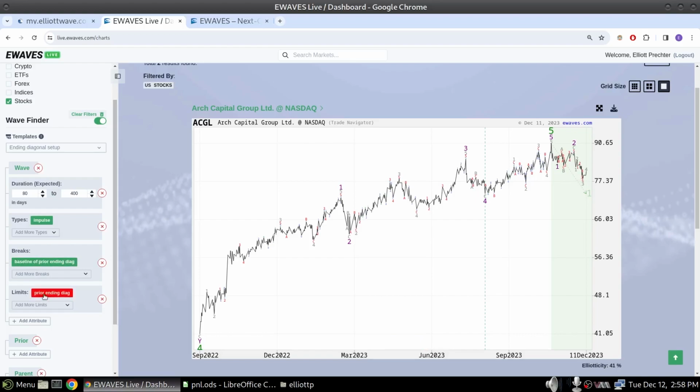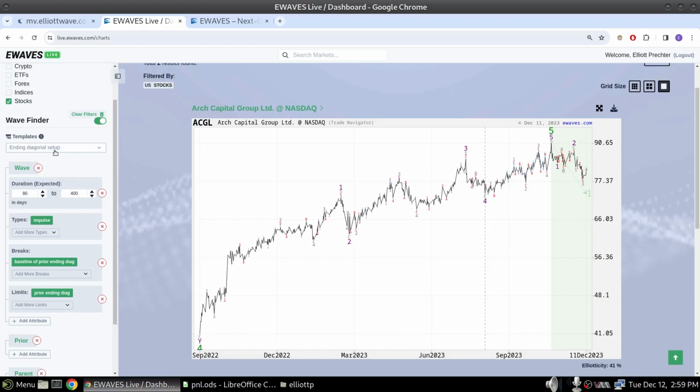Now, the last thing on here is the limit. And the limit is set to prior ending diagonal. That basically means that if this move moves past the start of this prior ending diagonal, which is at 73 and 50 cents, then the market's gone too far and it's just too late to act on this setup. So setups are valid for a certain period of time. In this case, it's valid once this baseline is broken, and then it's invalid once it goes below 4. So there's this little window of time where you have this setup here that is considered a viable setup according to this template.